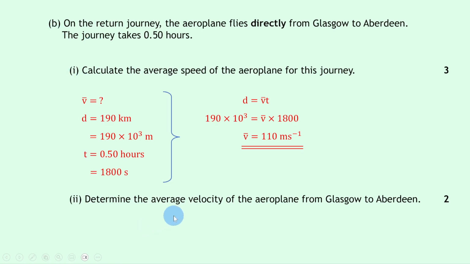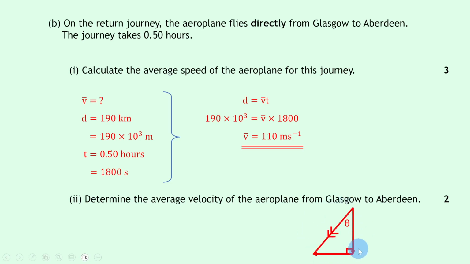Part B 2 says determine the average velocity of the aeroplane from Glasgow to Aberdeen, and there's 2 marks available here. Now notice that Glasgow to Aberdeen is the return journey, so they're flying back the way they came. So let's start by sketching the triangle we had for the initial journey from Aberdeen to Glasgow, because this is going to help us understand what's going on here.